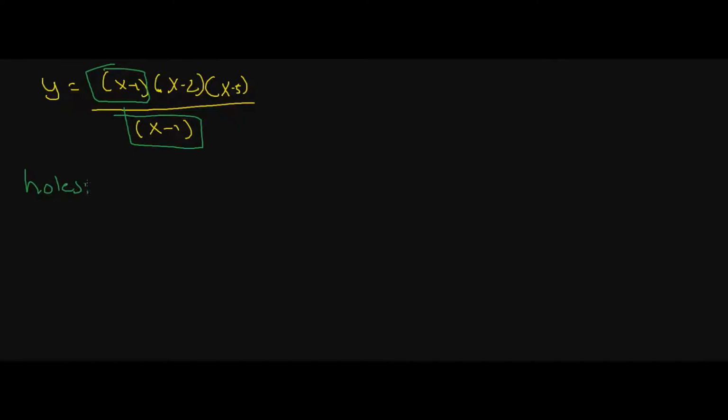Because they're the same thing, I'll go ahead and write it. The hole is x minus 1 equals 0. We add 1 to both sides, and we get that the hole should be located at x equals 1. We don't know what the y value is, but it should be located there. Let's cancel these out, and we're just going to get x minus 2, x minus 5. There's nothing in the denominator anymore, so it's just divided by 1.